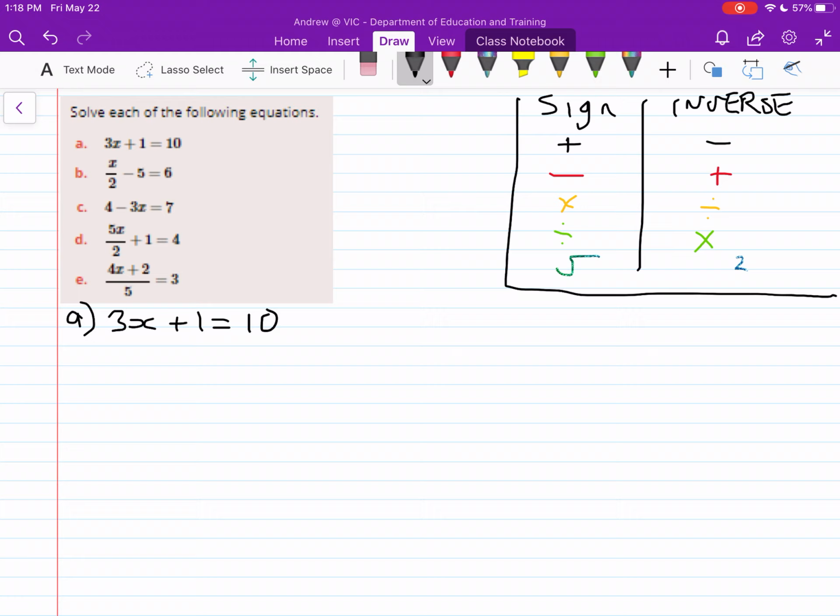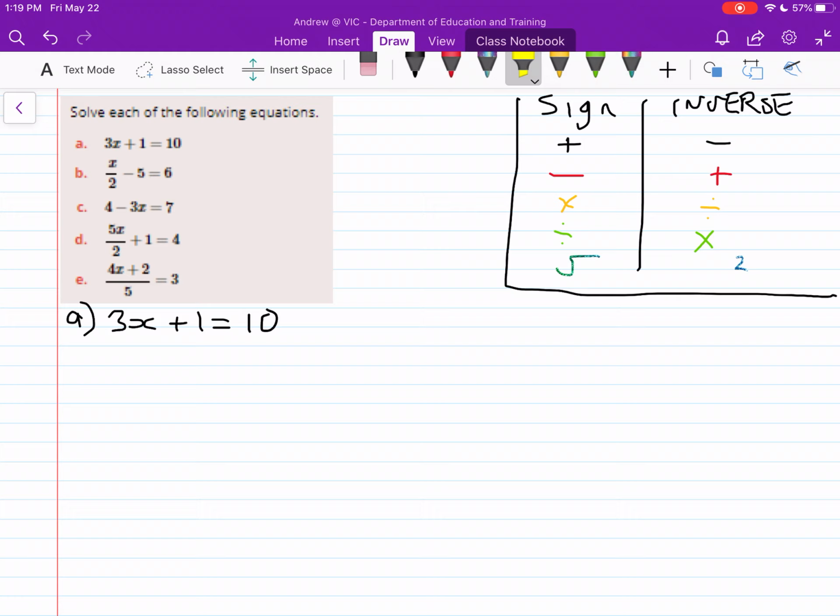So first I'll just go over how we actually solve these. You solve them by getting x, or the unknown, by itself. In all these examples the letter is x, but it can be any letter. So that's what you need to do. You need to try and get it by itself.